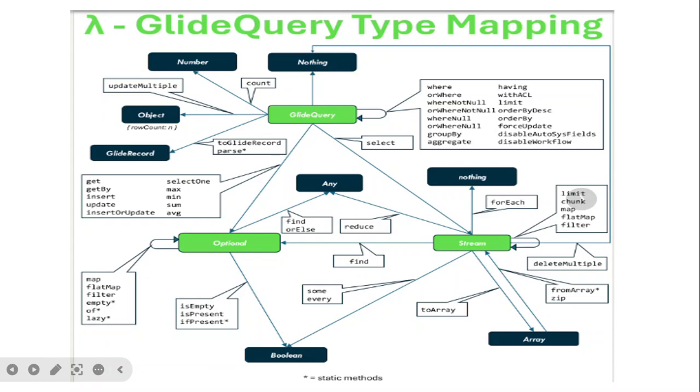flatMap, filter, deleteMultiple, fromArray, zip. So these are the GlideQuery type mappings. As per requirement, we can use these methods, like using a where condition or orderBy condition. We can aggregate with minimum, maximum, sum, average functions also here. So wherever we have marked a star, these are called static methods. We'll go for the next slide.